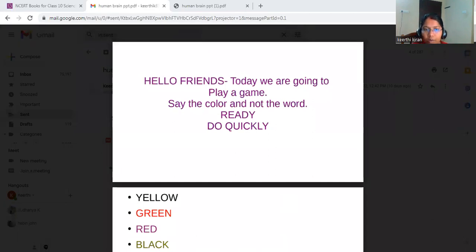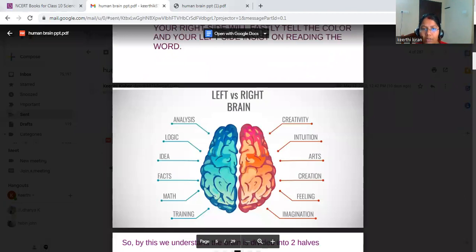So we said this is because of the conflict between the right and left sides of the brain. See what the left side of the brain does. The left side of the brain will analyze, and deals with logical thinking, ideas, facts, mathematical problems, and training. The right side of the brain deals with creativity, intuition, arts, creations, feelings, and imagination. All those things deal with the right side of the brain.